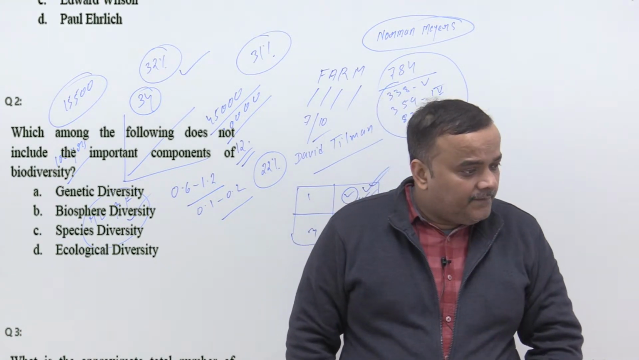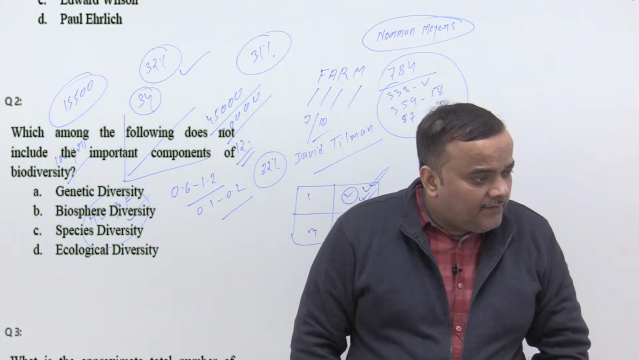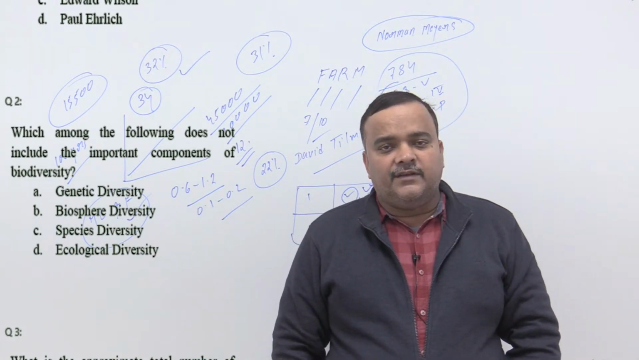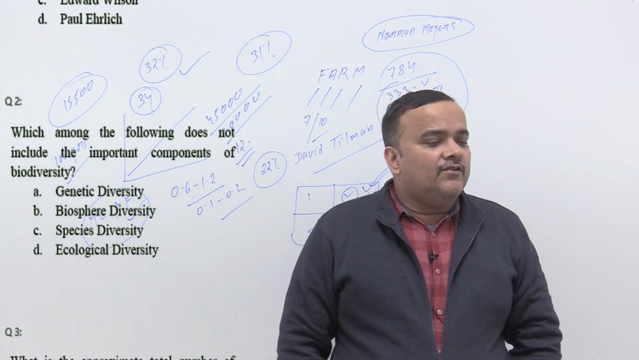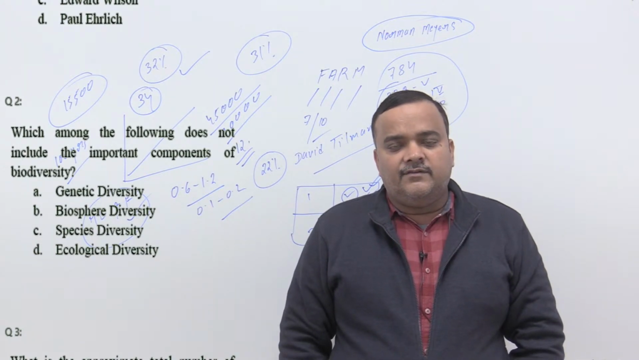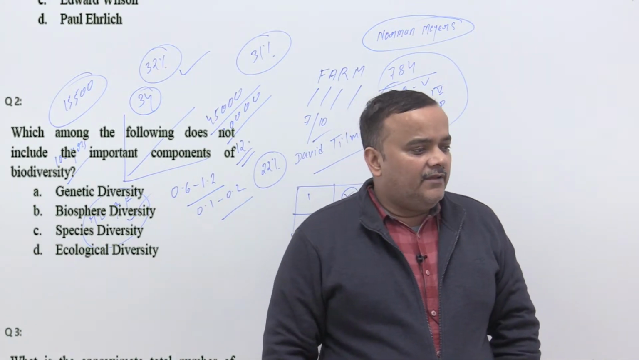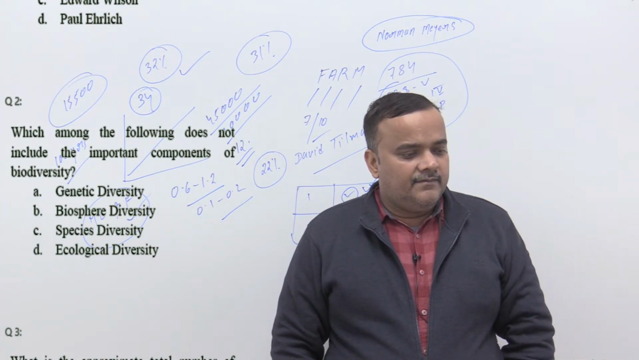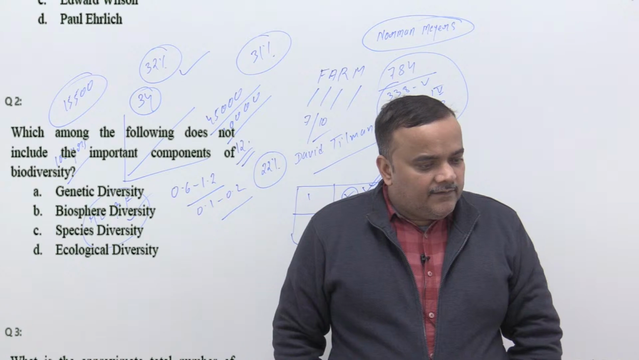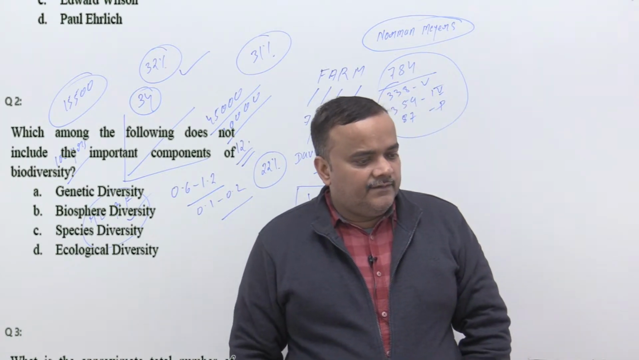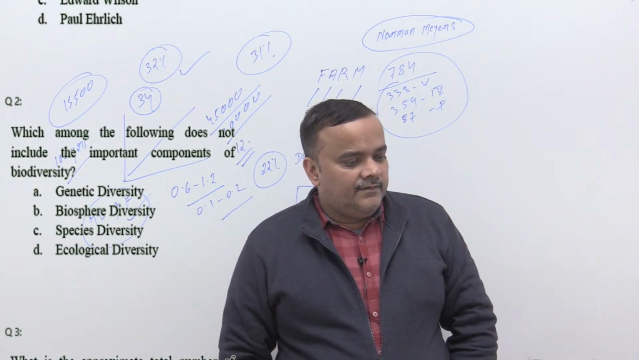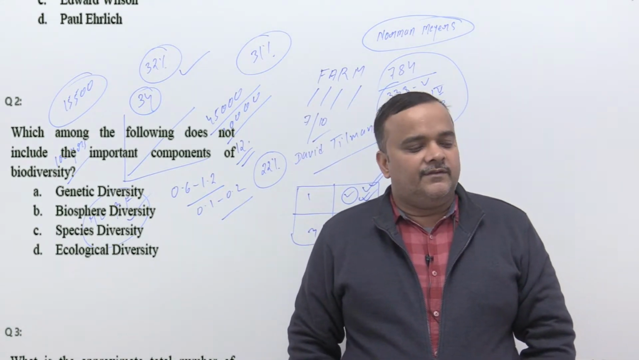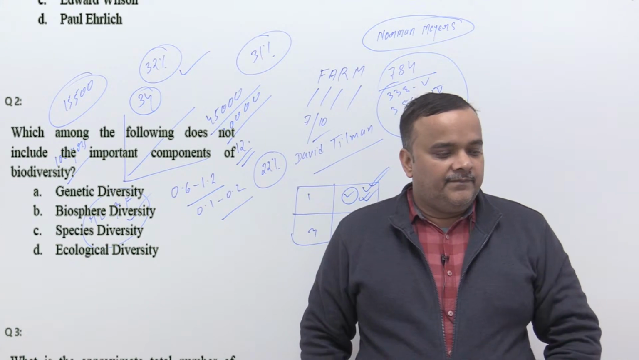Question number 2: which among the following does not include the important component of biodiversity? The answer is B, biosphere diversity. It is ecological diversity, not biosphere diversity. The best method to revise biology is to practice questions. Go to the chapter and practice questions.